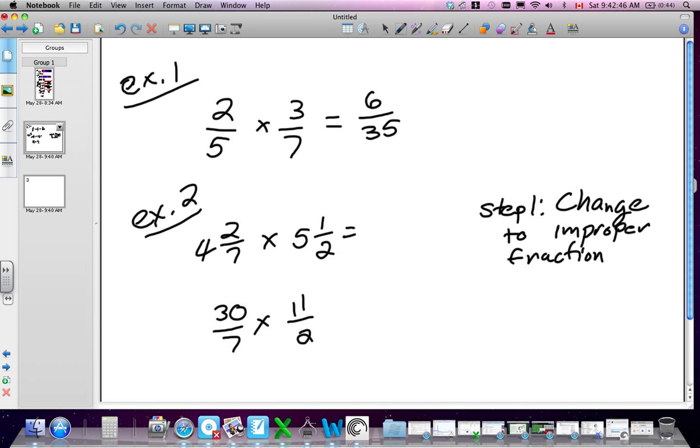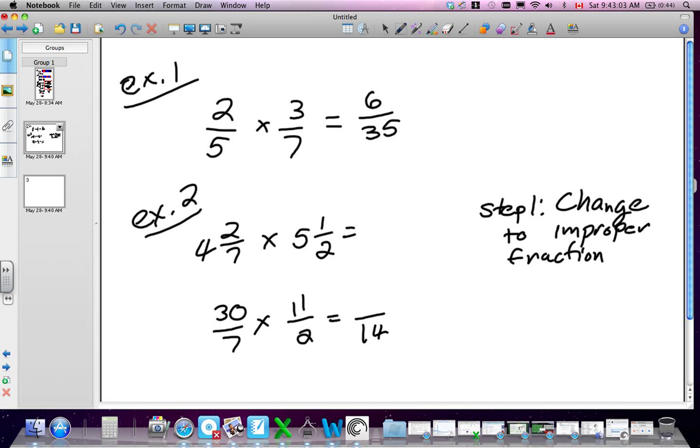Just like in example 1, we multiply the top, multiply the bottom. This one's going to be a little harder. We have some big numbers on the top. Let's do the bottom first. It's over 14. But you could reduce. Okay, let's do that first.